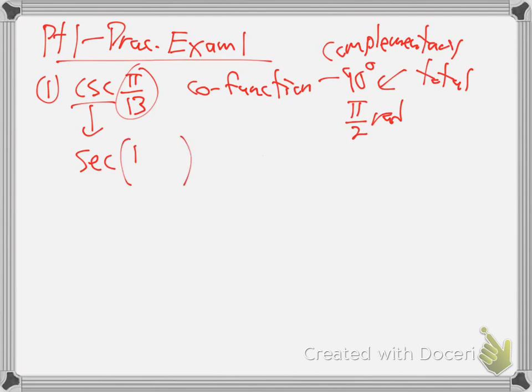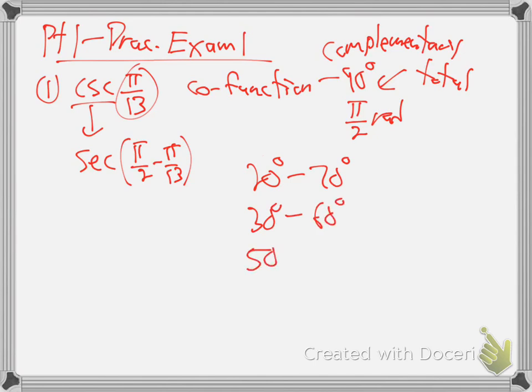How do you find the angle? You take pi over 2 minus pi over 13. Why? Because that's 90 degrees. Remember, cofunctions total 90 degrees? Remember how we had this in the homework? Like if you had 20 degrees, the complementary angle would be 70. If you had 30 degrees, the complementary angle would be 60. If you had 50 degrees, the complementary angle would be 40. Notice they add to be 90. Complementary angles. Remember how we went over these in the homework?